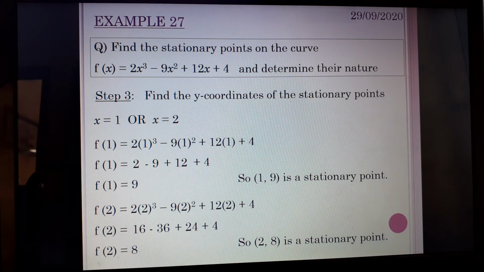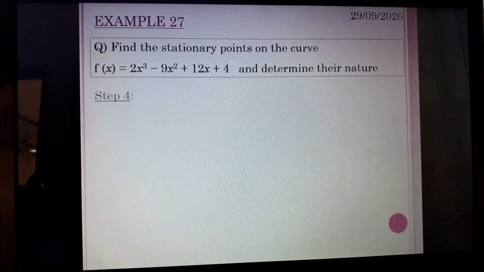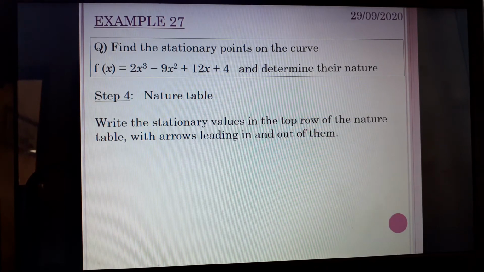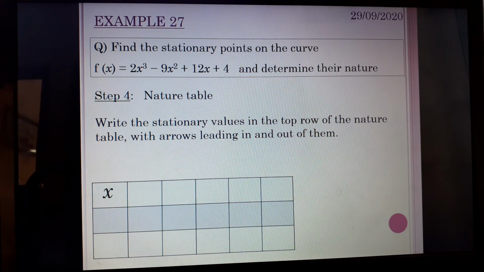Okay, so we've now got these two stationary points worked out. So we know that the graph turns at these points, but what kind of turning point is it? And this is where I'm now going to introduce you to the nature table. Okay, so the stationary values go in the top row of the nature table with arrows leading in and out of them. So we start with an x in the corner, and then our two x values for the turning point go in that top row.